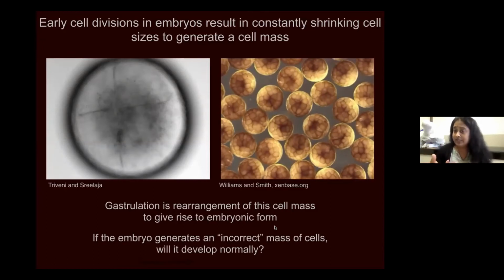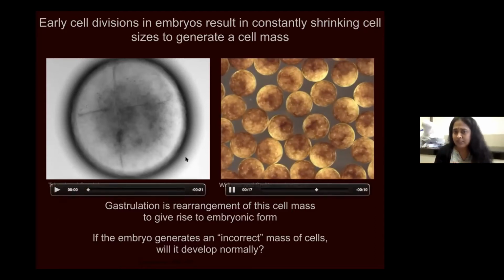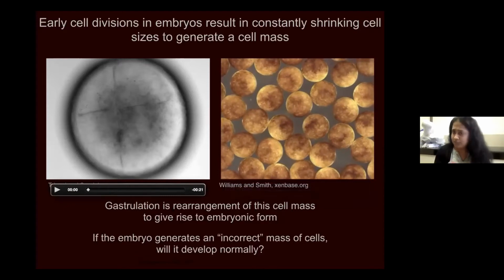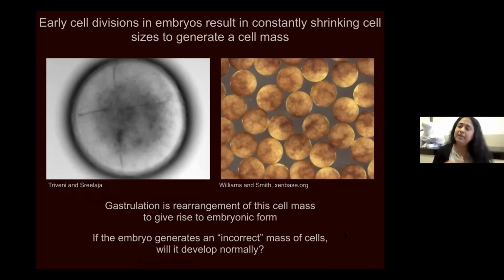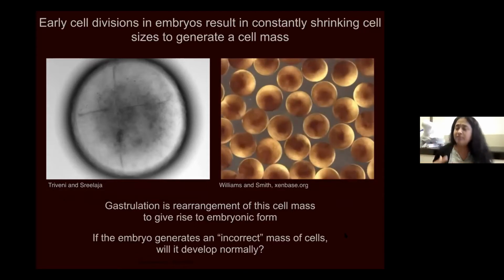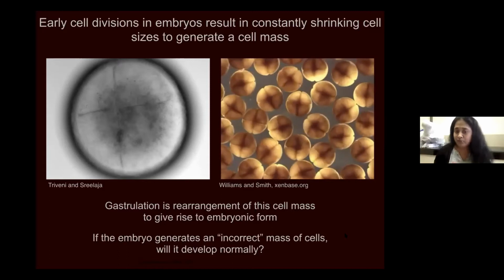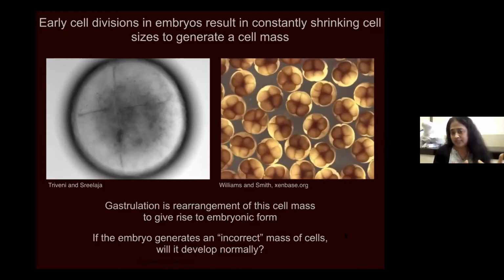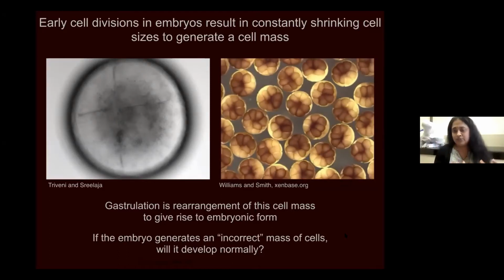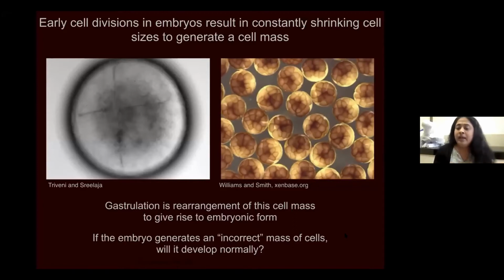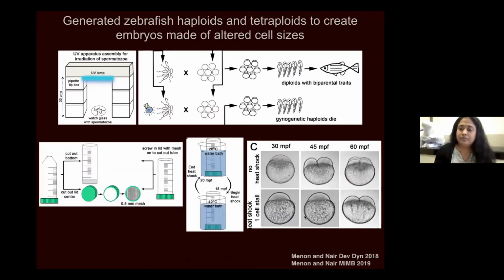So the cell size, area, and volume change in a haploid and tetraploid embryo exactly during these stages when cell division and early patterning is supposed to happen, just before gastrulation. So the question is, if you begin migration, or if you begin creating a 3D form with an incorrectly sized mass of cells, would it matter? And the short answer is yes.